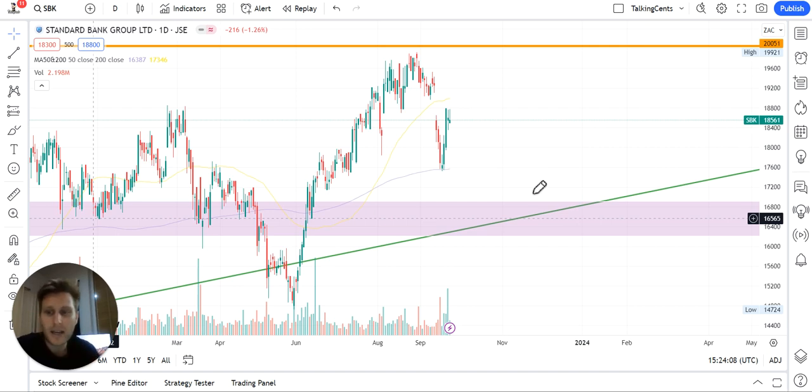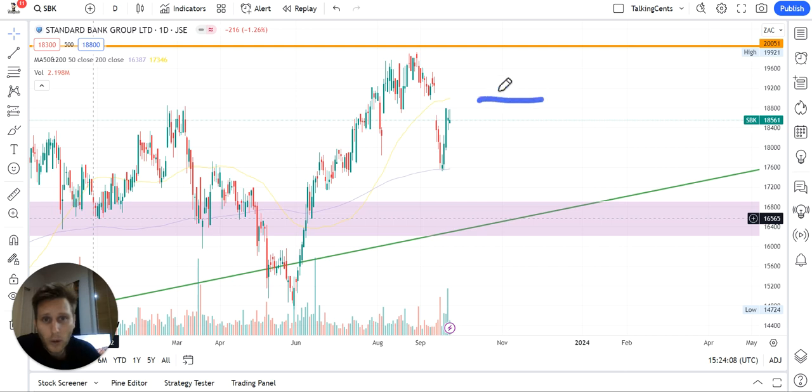Now, I want to emphasize that because in the next chart we look at, the 200-day moving average is acting as a resistance. Yeah, here it's acting as support. So as long as Standard Bank can remain above that, or if it does fall below that but reclaim it quickly, then the momentum is still to the upside.